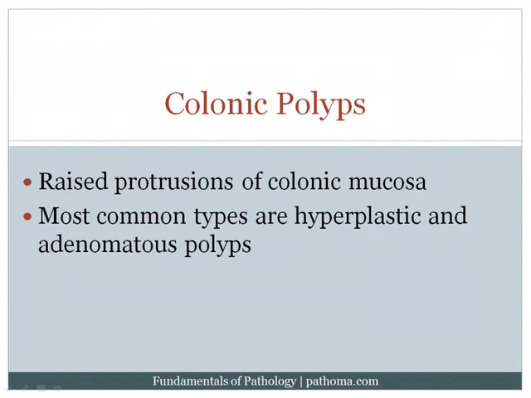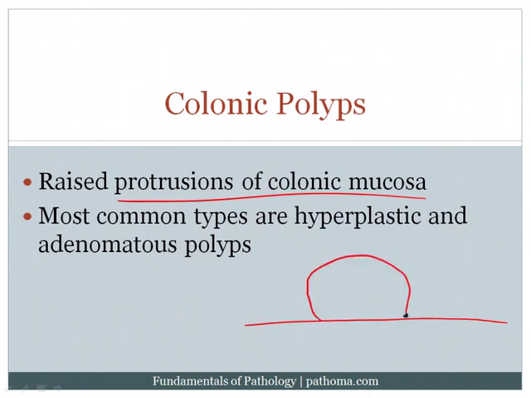Basically, with colonic polyps, you are dealing with a raised protrusion of the colonic mucosa, so that if this is the surface of the colon, we get this raised bump of the mucosa, and that's called a colonic polyp. There are two common types, and then there are some relatively rare types. We're going to focus on the two common types first.